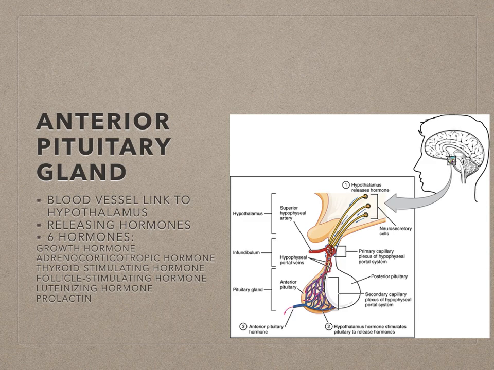So again, all these hormones are controlled by hormones released by the hypothalamus. So neurosecretory cells, basically neurons that look like epithelial cells, secrete hormones right into that blood vessel that then carries the hormones right to the anterior pituitary gland. So this is controlling some really, really major activities.